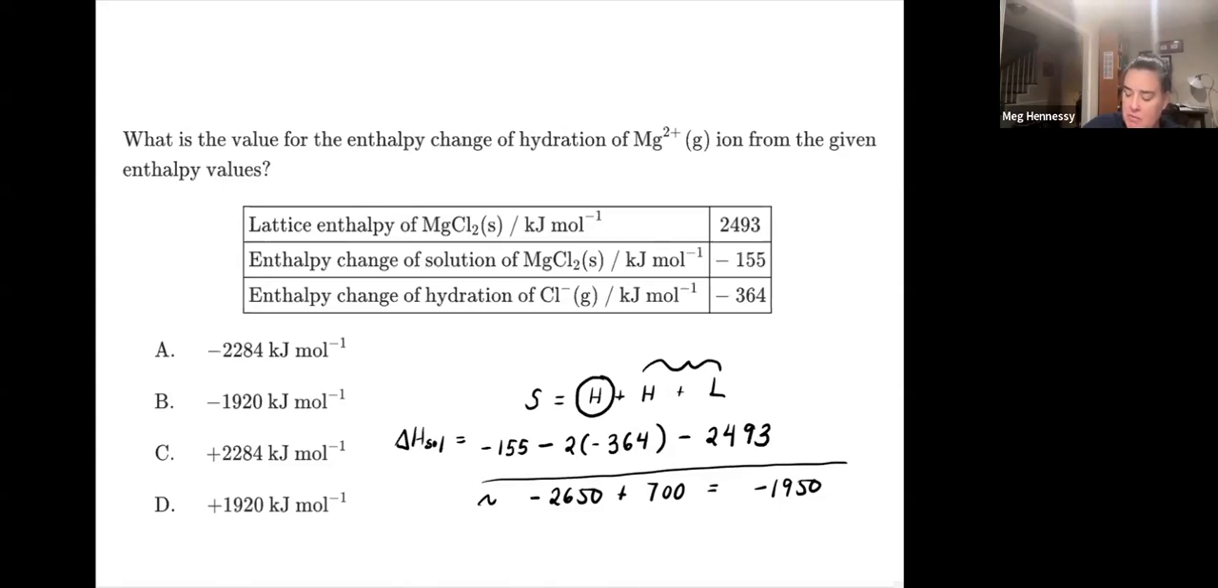So I called 2493 2,500, for example. So I had a chance with the math, but I feel pretty good that the answer here is going to be negative 1920. And again, we have an ion that's really small, magnesium, and it's got a really big charge, 2 plus. So I think this is probably correct. B.